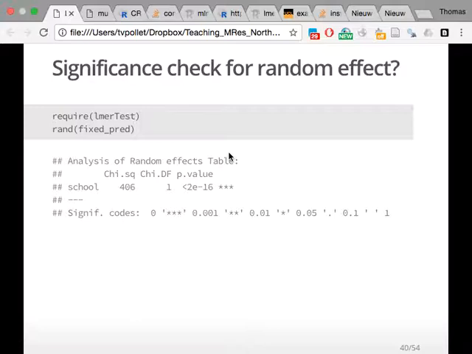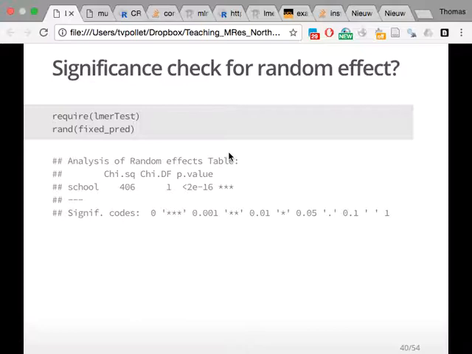You can also, if you really want to, you notice that we didn't have any type of t-values or p-values or significance checks for those random effects, but we can get them via lmerTest, which is a package that allows us to test the significance of those random effects. Sometimes people just want a p-value for whether this is significant or not. That basically tells you, is there a significant variance between the schools and how they do it.